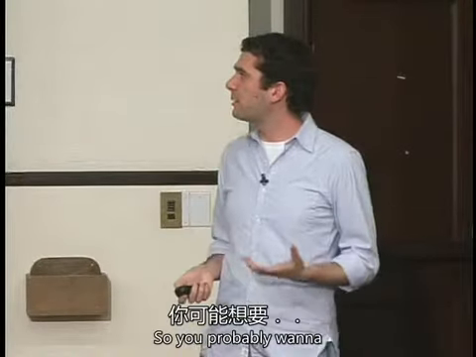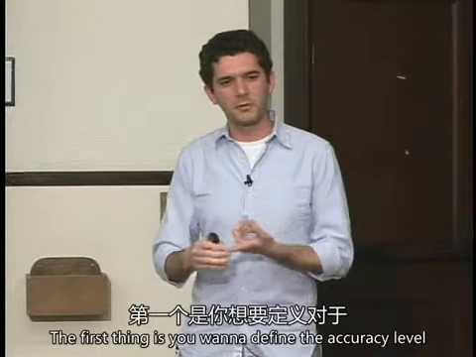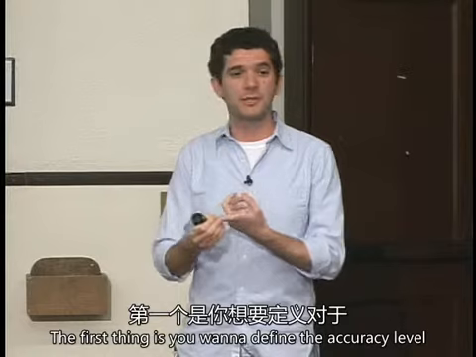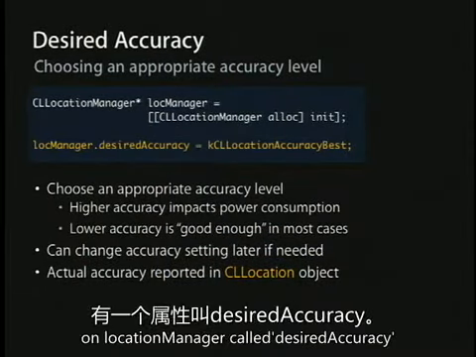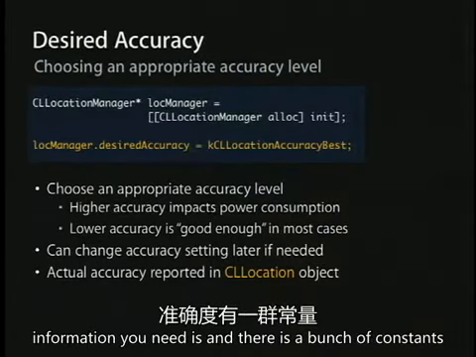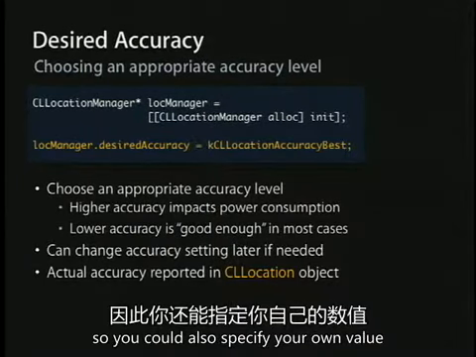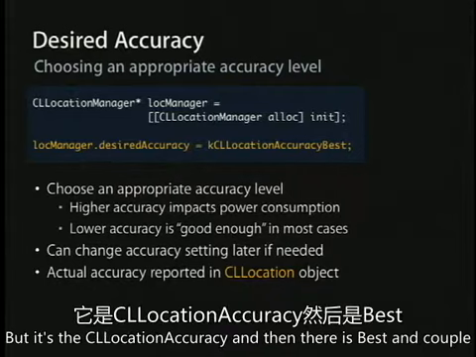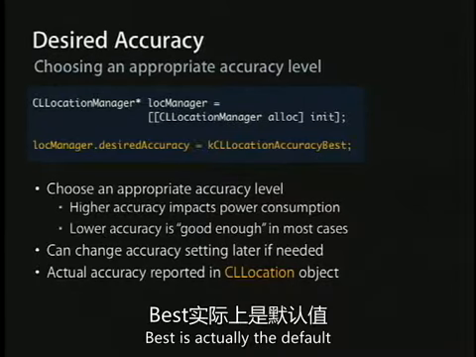So there's two basic things that you want to do. The first thing is you want to define the accuracy level that you need for the location information. There's a property on the location manager called desiredAccuracy that lets you specify how accurate the location information you need is. And there's a bunch of constants that you can use. It's just defined in meters, so you could also specify your own value. But it's the CLLocationAccuracy, and then there's best and a couple of others that you can check out in the headers. Best is actually the default.